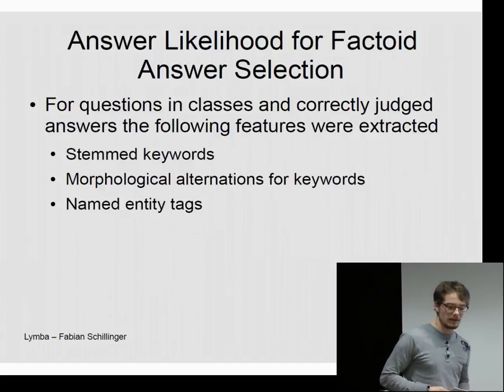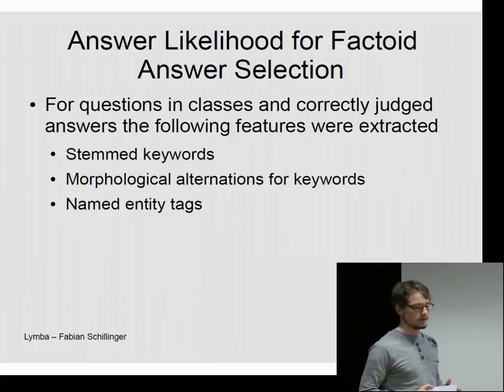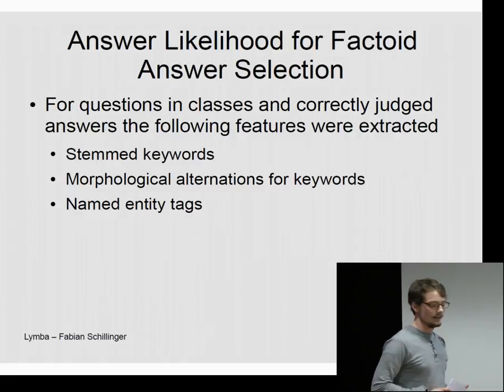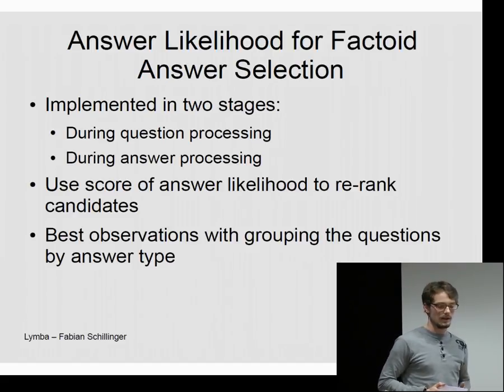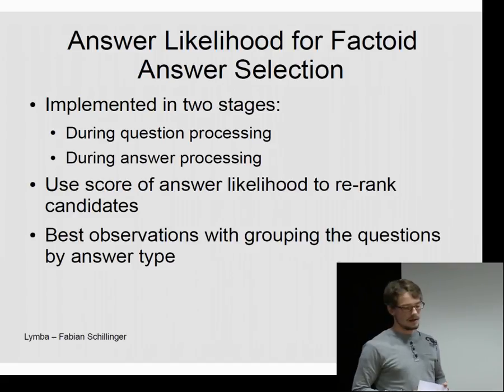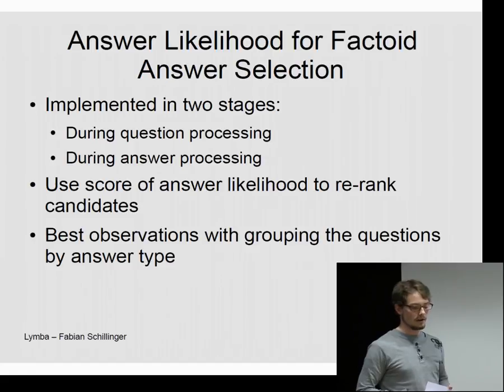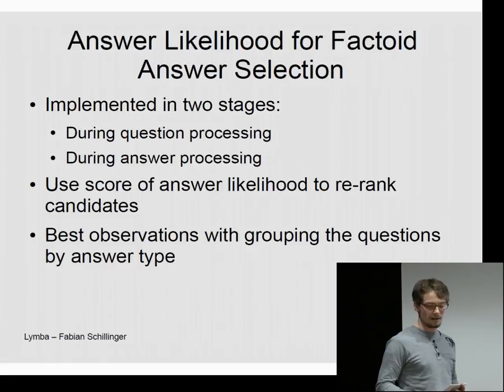For each of these methods, they used the same approach. For questions in classes and correctly judged answers, the following features were extracted: stemmed keywords, morphological alternations for these keywords, and named entity tags. This was implemented in two stages, during question processing and answer processing. They used the score of this answer likelihood to re-rank these candidates, as I already said, and they had the best observations with the third method, grouping the questions by answer types.